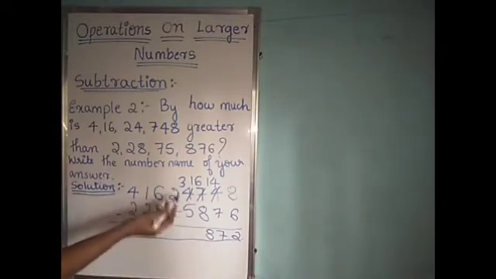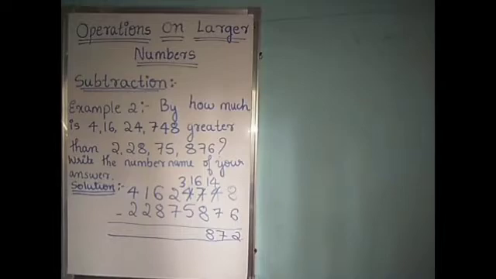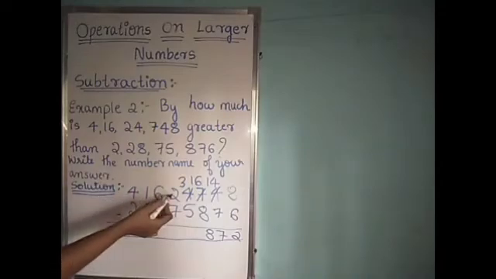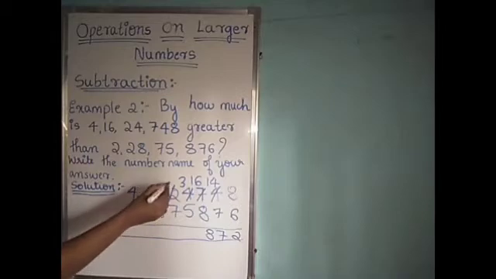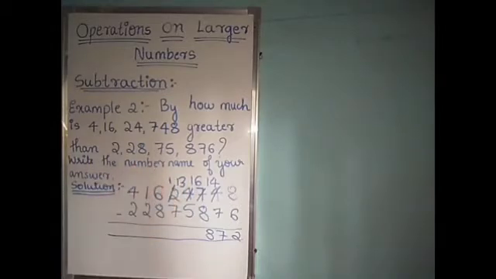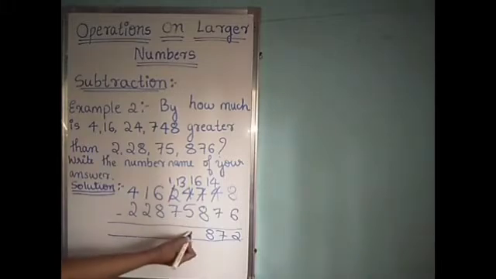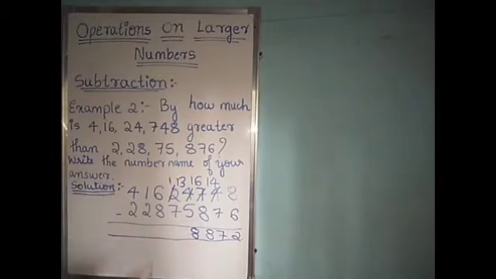Next 3 minus 5. 3 minus 5 is possible to subtract? No, it is not possible. So what we have to do? We have to borrow from next number. Here next number is 2. If you borrow from 2, then 2 becomes 1 and here 3 becomes 13. 13 minus 5 is how much? 13 minus 5 is 8.